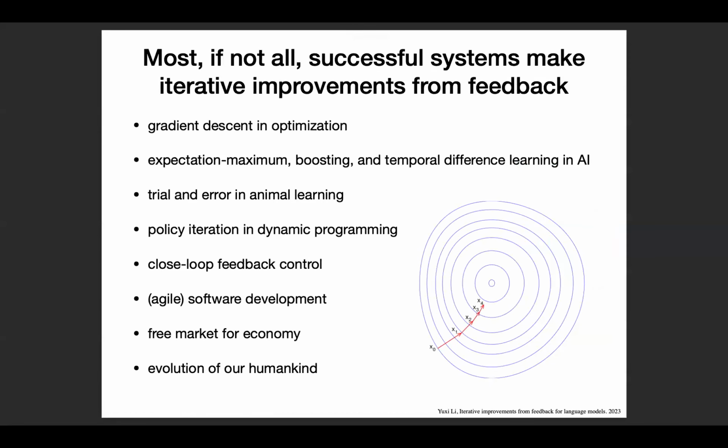Okay, so how to handle this? There's something called iterative improvement from feedback. That's the title of my talk. You can see those items: gradient descent, a very basic optimization principle or method, and the last one, also our human mind. Iterative improvement from feedback, I think that's a basic principle. So we should follow that.